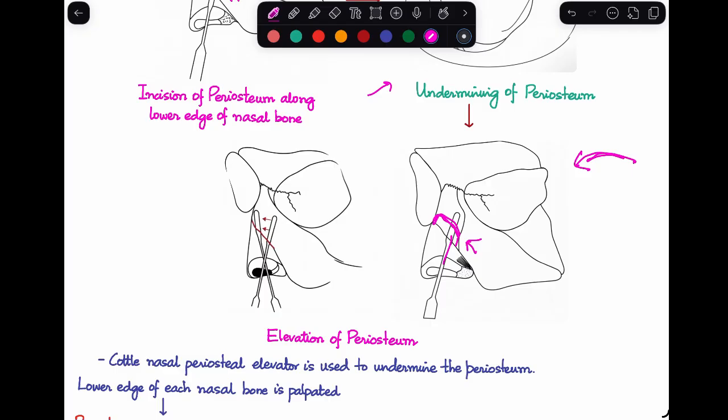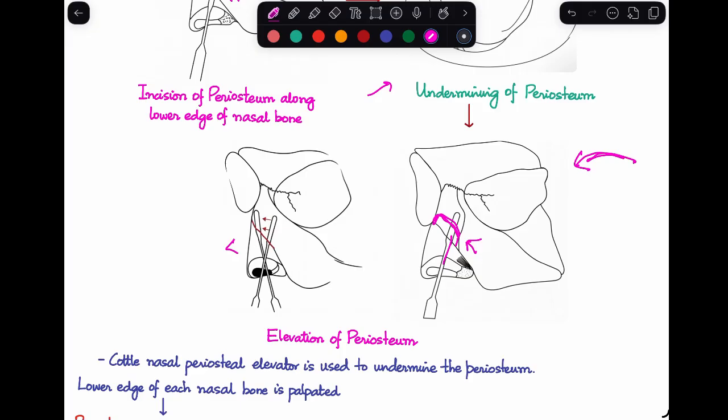In case there is a very big dorsal hump, usually we undermine the skin and the periosteum separately. But in all other situations, usually undermining of skin is done up to the lower border of the nasal bones, and then beyond that the skin and periosteum are undermined together as a single layer.